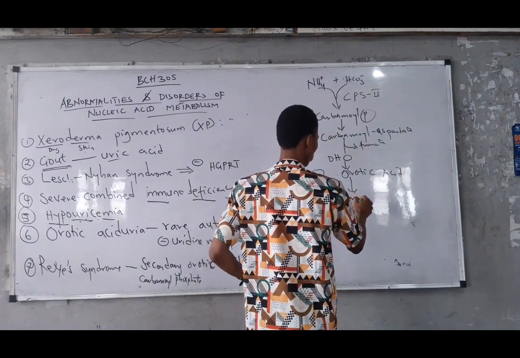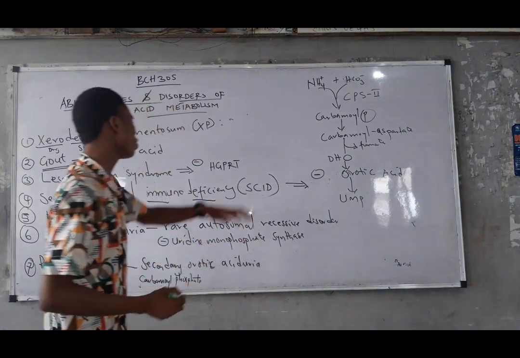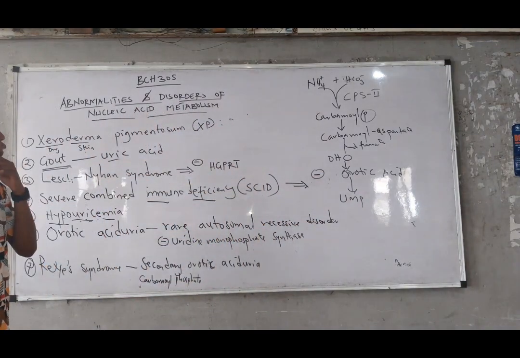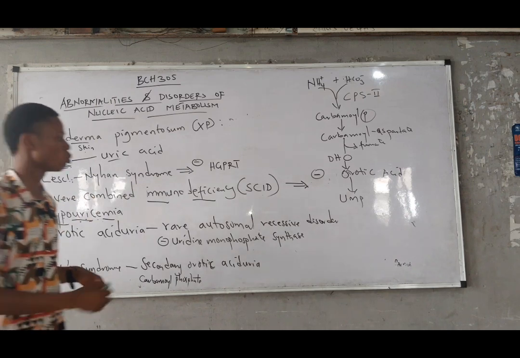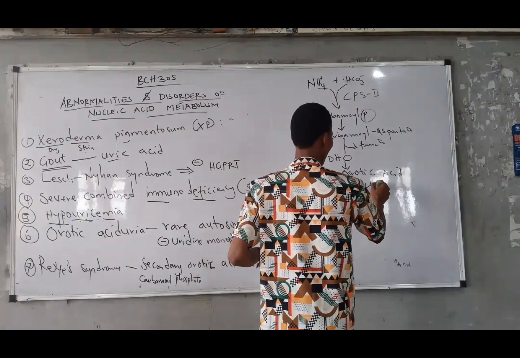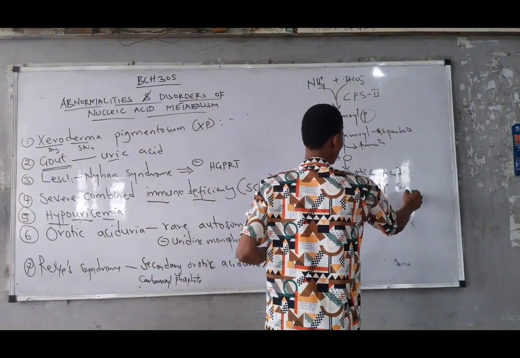Uridine what? Monophosphate, right? The name of the enzyme catalyzing that reaction is what? Uridine monophosphate what? Synthase, right? Uridine monophosphate synthase. Good.